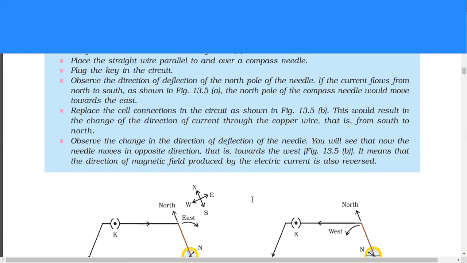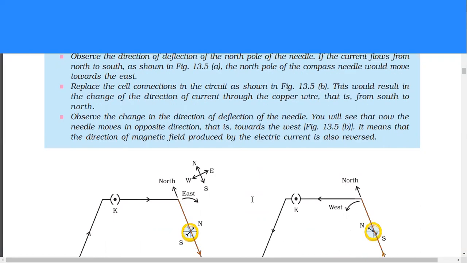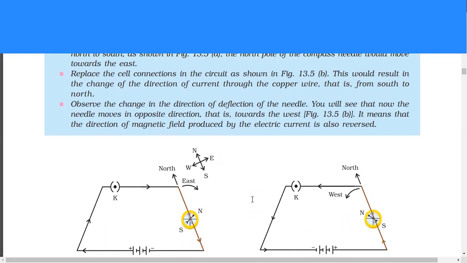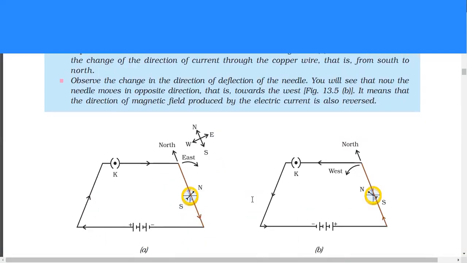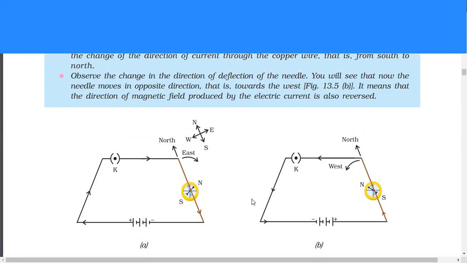Replace the cell connections in the circuit as shown in figure 13.5b. This would result in the change of the direction of current through the copper wire, that is, from south to north. Observe the change in the direction of deflection of the needle. You will see that now the needle moves in the opposite direction, that is, towards the west. It means that the direction of magnetic field produced by the electric current is also reversed.